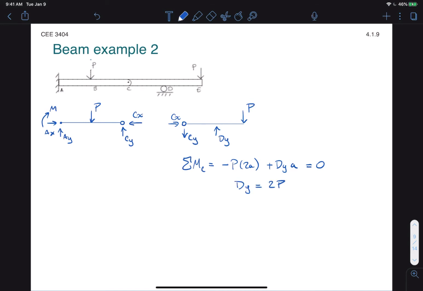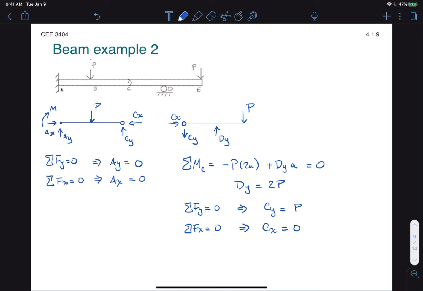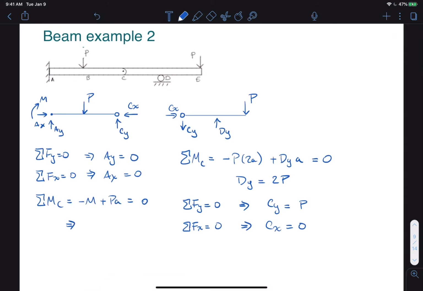Similarly, I'll use forces in the y and forces in the x to calculate Cy and Cx. These are fairly straightforward calculations, so I'm just getting straight to the point. Alright, now we have Cx and Cy, so we can jump over to the other side. I'll start with forces in the y and forces in the x. That gives me that both Ay and Ax are 0. And so that leaves me to calculate the moment, which I do with the sum of moments around C. And that gives me that the moment is equal to P times A. Okay, so we have the reactions.